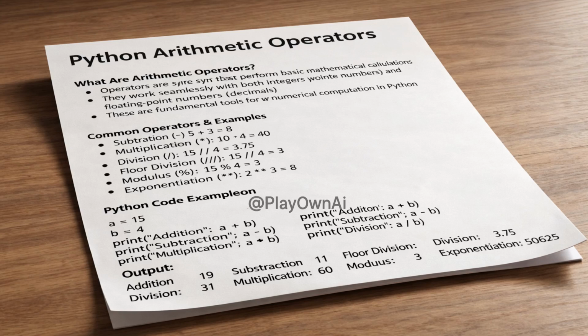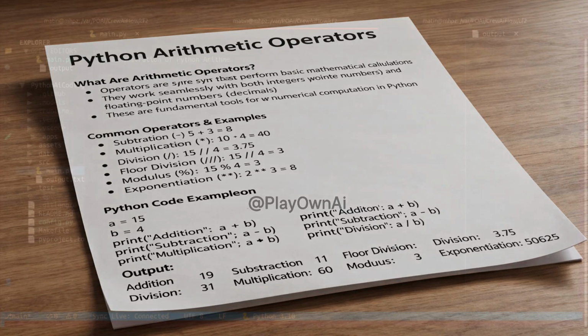Arithmetic operators in Python. Arithmetic operators are symbols that perform basic mathematical operations on numbers. They work with both integers and floating point numbers. In Python, the most commonly used arithmetic operators are addition, subtraction, multiplication, division, floor division, modulus, and exponentiation.